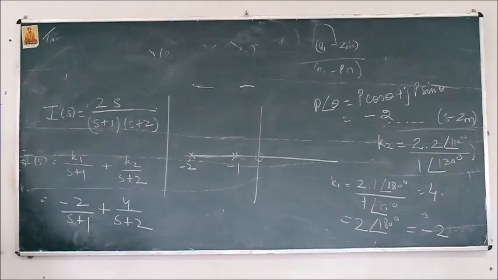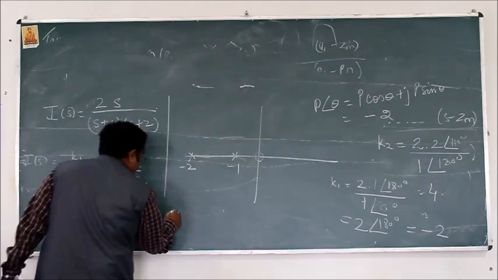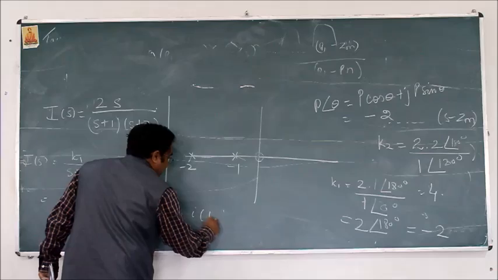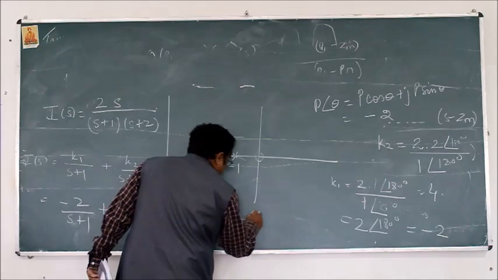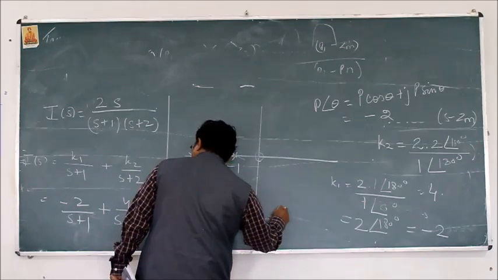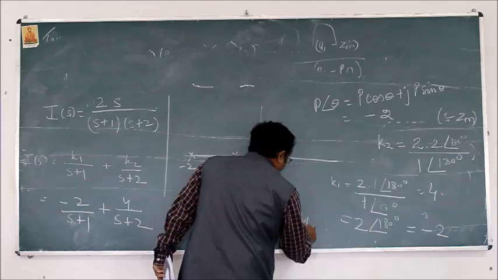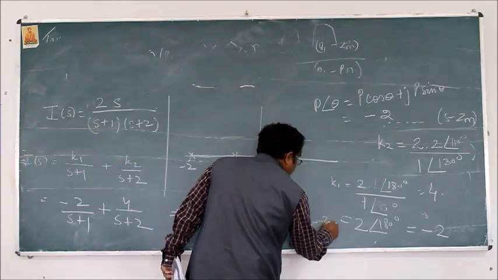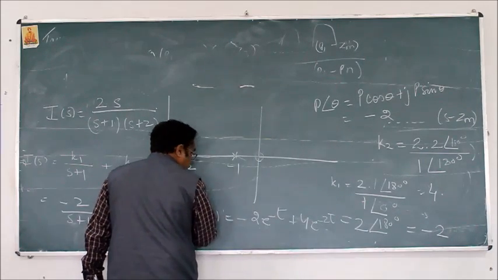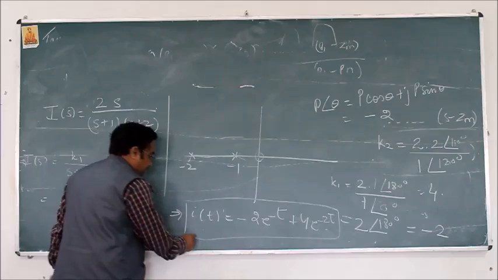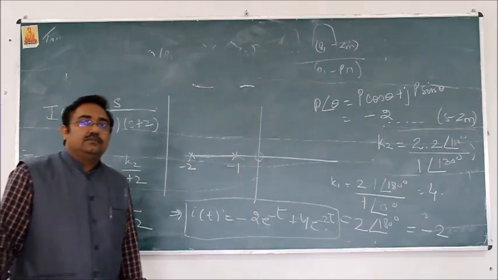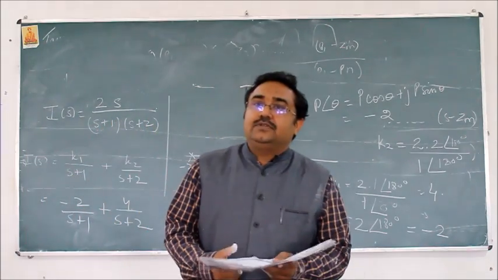Now take its inverse Laplace transform. What will you get? i(t) is equal to nothing but minus 2 e raised to power minus t plus 4 e raised to power minus 2t. It is clear or not?